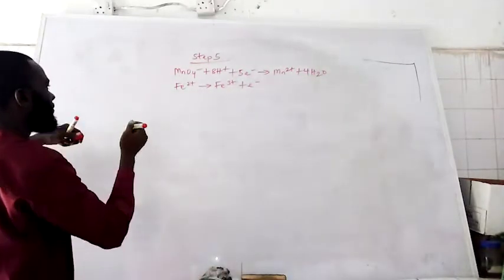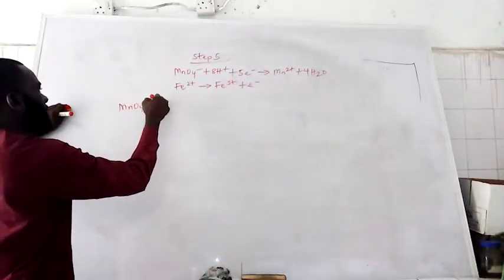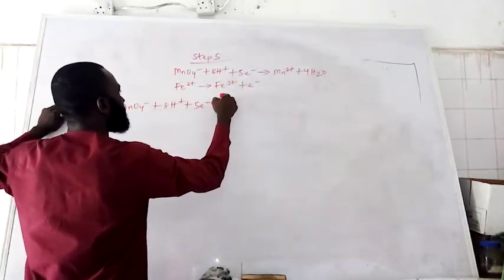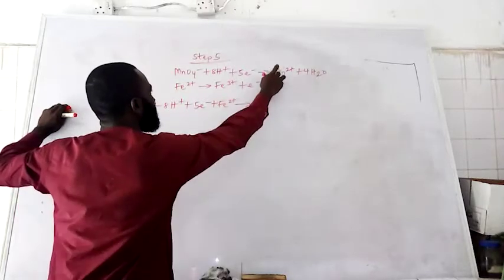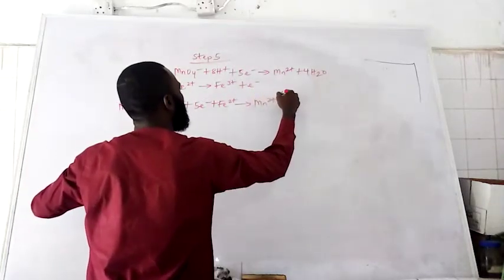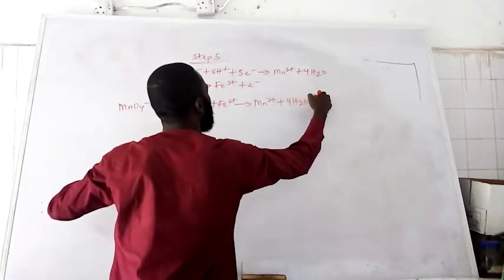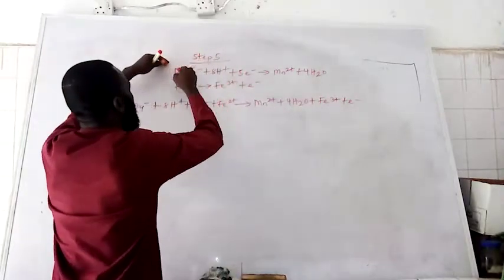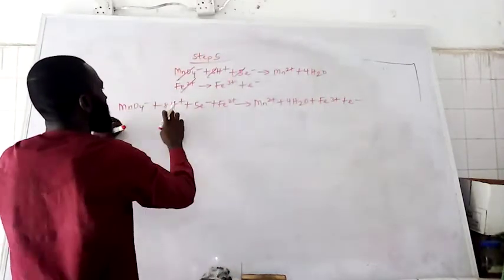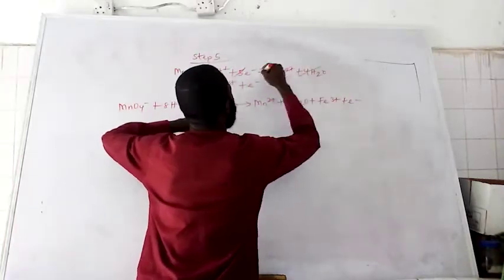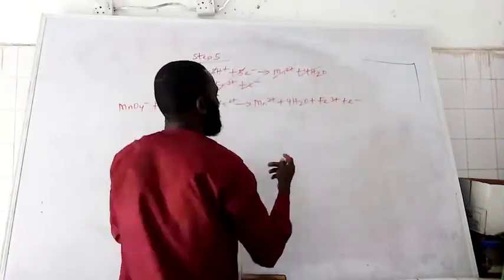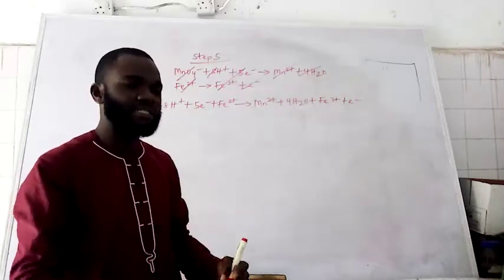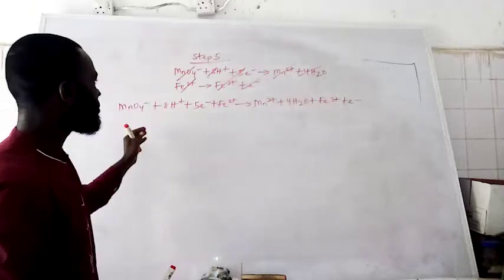Let me start from here. I have MnO4- plus 8H+ plus 5e- plus Fe2+, yielding Mn2+ plus 4H2O plus Fe3+ plus e-. What I have on the left hand side stays on the left hand side, and what I have on the right hand side stays on the right hand side. So I have to look at this.